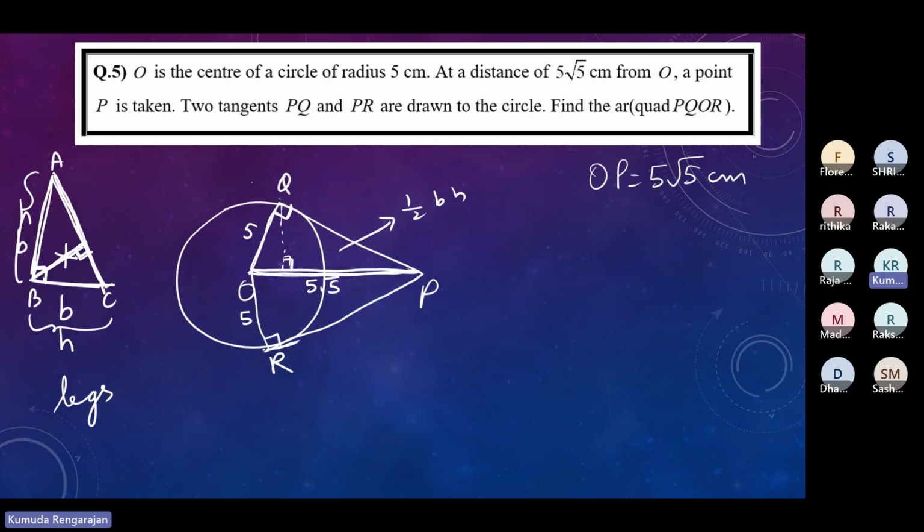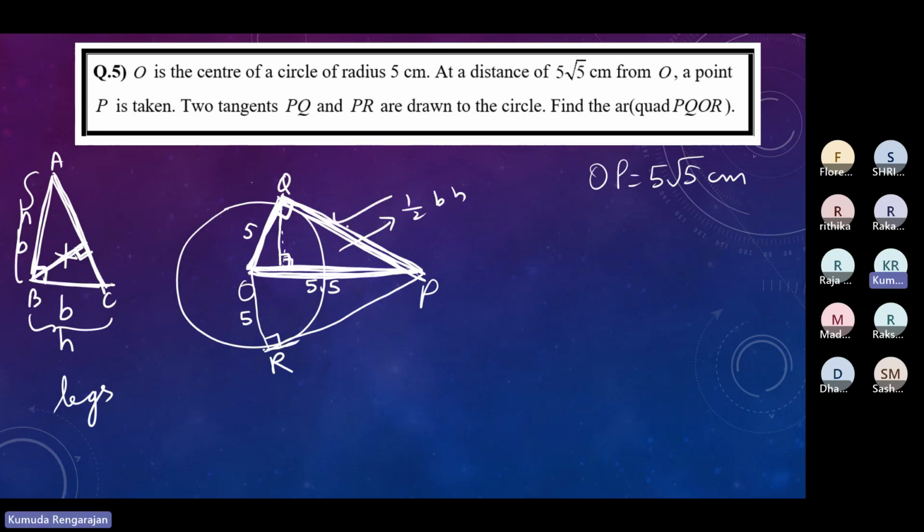So you will have to take OQ as the base and QP as the altitude to find the area of this triangle POQ. We are not taking OP as the base because we don't have the corresponding altitude. So we want to take OQ as the base so that QP is the corresponding altitude. Or you can take QP as the base and the corresponding altitude is OQ. So now you have to find PQ using Pythagoras theorem.